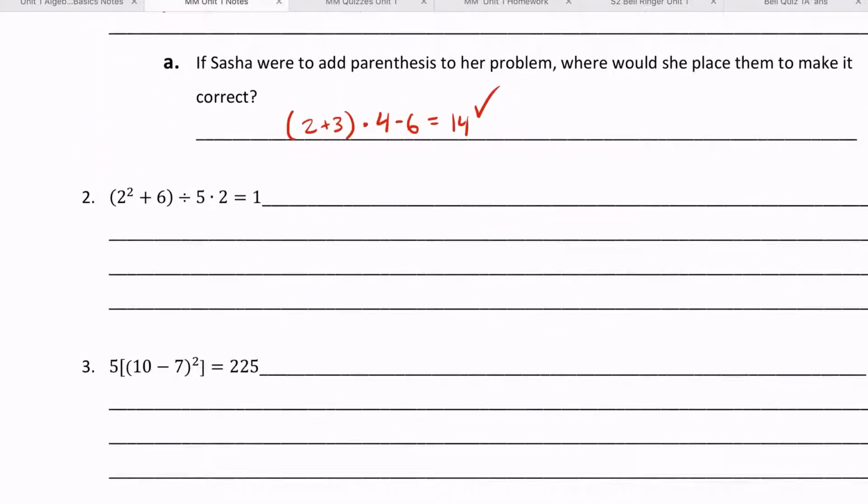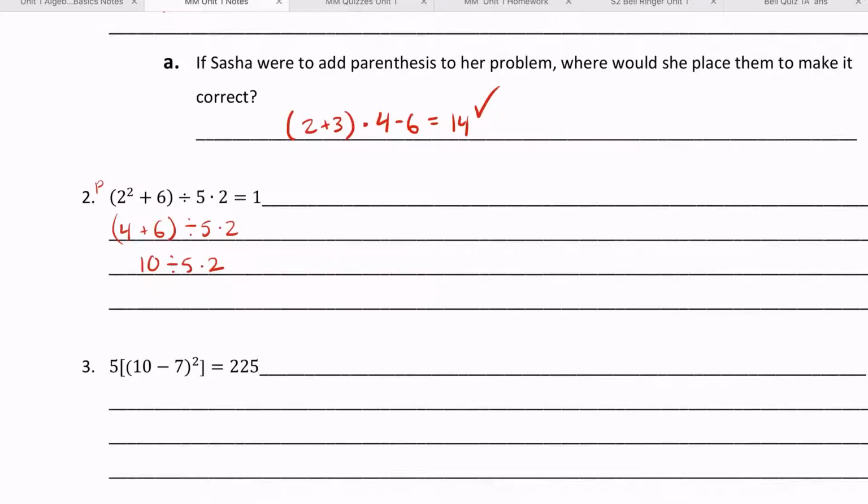PEMDAS again, parenthesis. So here's our parenthesis. We need to evaluate that. So looking in that parenthesis, the first thing we can do is exponents. So that would give us 4 plus 6, divided by 5 times 2. Okay, add those together because we're still working on that parenthesis before we move on to anything else. It gives us 10 divided by 5 times 2.